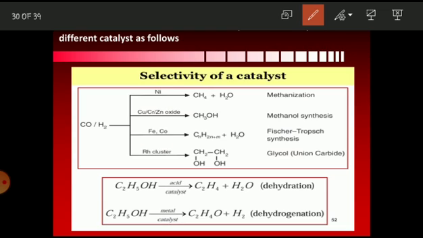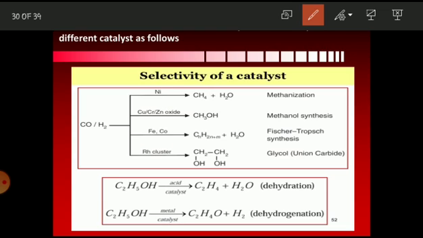Got it? If we use nickel, we'll get methane. If we use iron or cobalt, then we'll get hydrocarbon. If we use zinc oxide, then we'll get methanol. So focus on the left hand side, that is the reactant side. The reactants remain the same, right? The reactants are what? Carbon monoxide and hydrogen. But the catalyst goes on changing. So based on the catalyst, we are getting various products on our right hand side. So that is called the selectivity of catalyst.